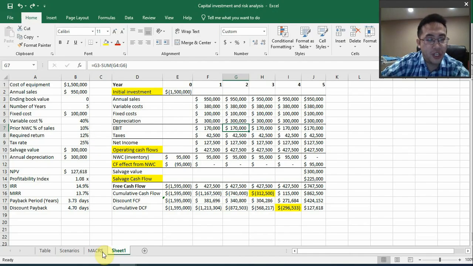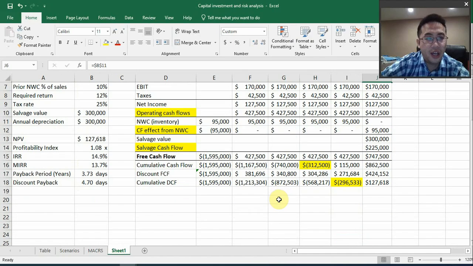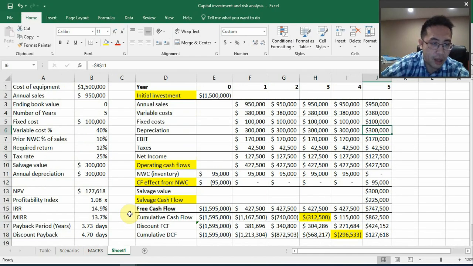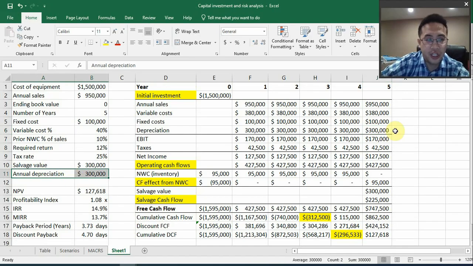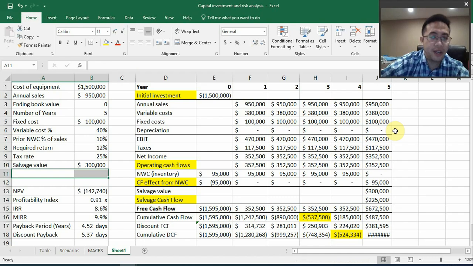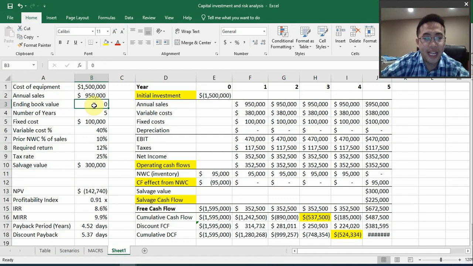Right now, the depreciation method in this setting is straight line, so you can see that depreciation is the same for all the 5 years, and you're going to put in the MACRS method. If you use the MACRS method, there's no annual depreciation at a fixed amount. I'm going to delete this part, and for the ending book value, we're going to recalculate it.